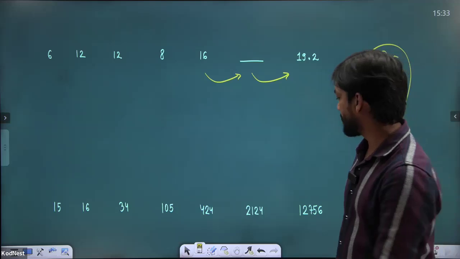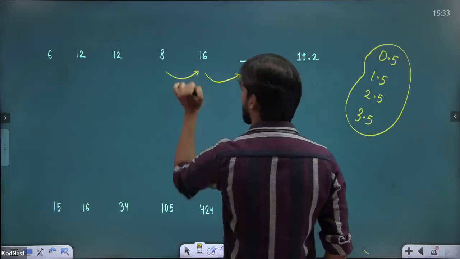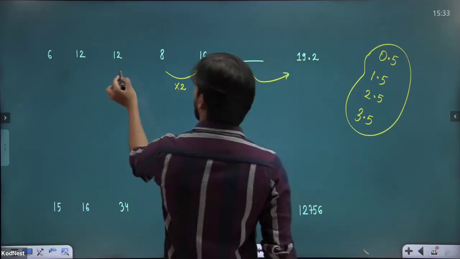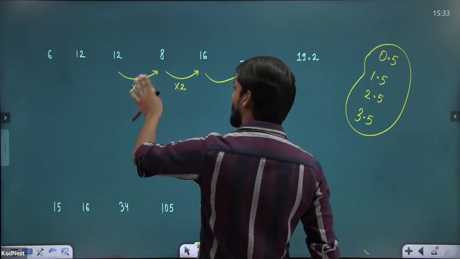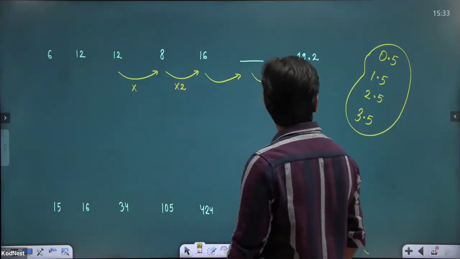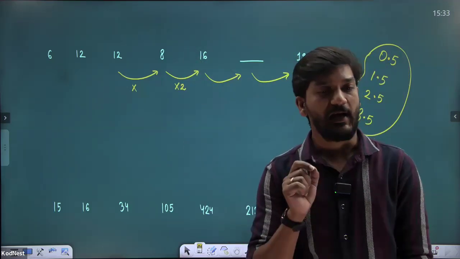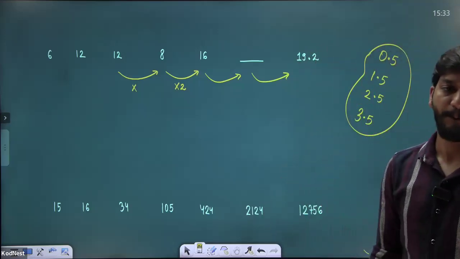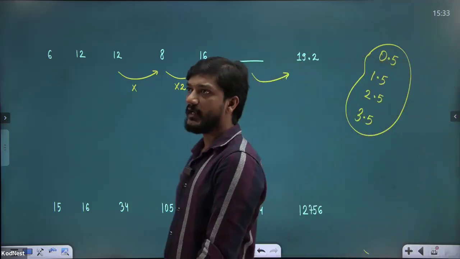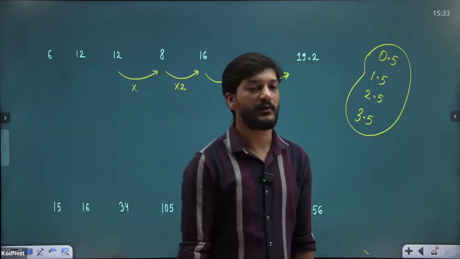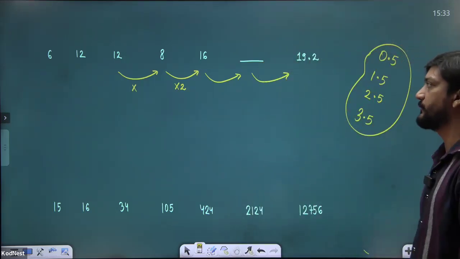Now try to see. Here it is clearly visible, multiply by 2. Okay, let's keep it. Carefully answer. I cannot say 12 into 1, I cannot say 12 into 2. So which decimal number will give you 8? Is it possible to get 8 with any multiplication?